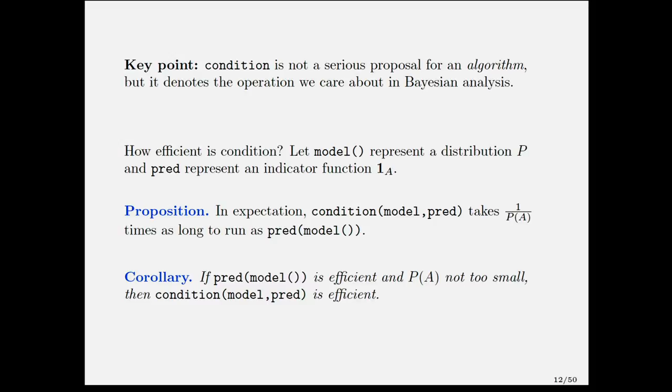But in the typical situation where you have a lot of data, unless it's almost certain what the data was going to be, it's going to be extremely unlikely. P(A) is going to be exponentially small in some natural parameter, and then this won't be an efficient algorithm.